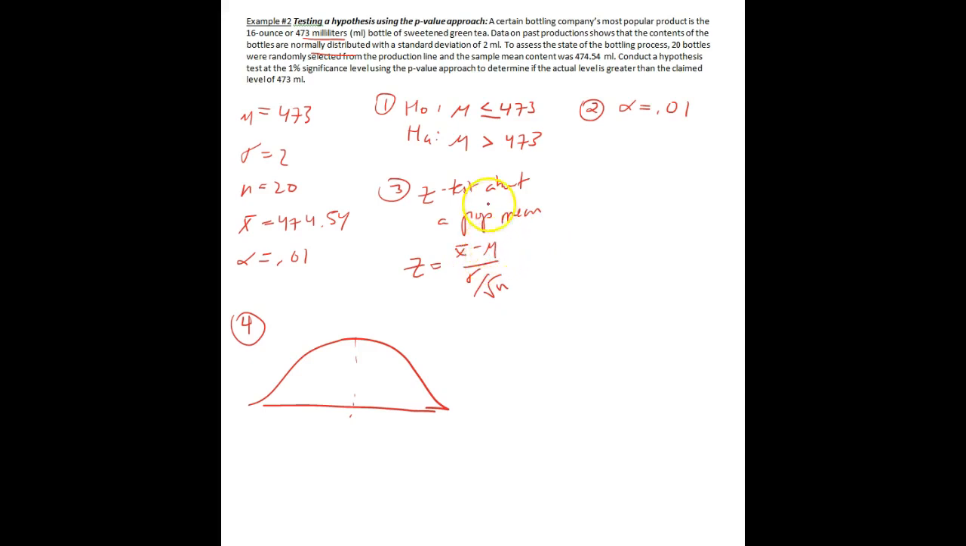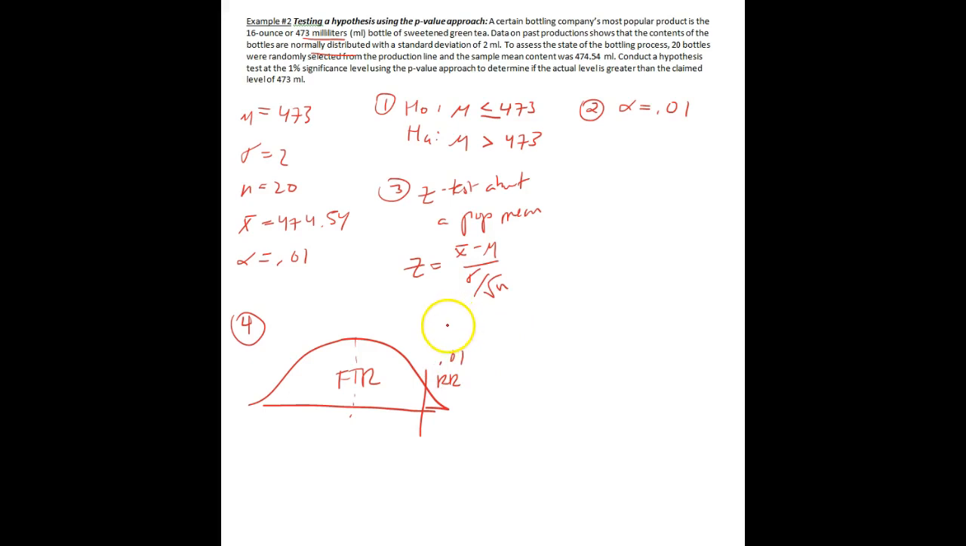pointing in your HA. So we go up here and we look at our HA. It looks like our tail is pointing to the right. So that's where our tail is. So we have a rejection region here and a fail to reject region here. And our rejection region is size 0.01.